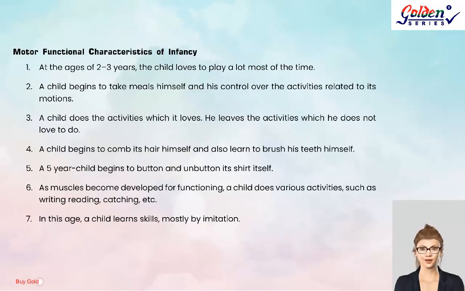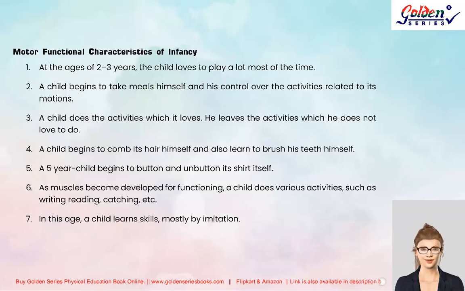Motor functional characteristics of infancy. 1. At the ages of 2 to 3 years, the child loves to play a lot most of the time. 2. A child begins to take meals himself and has control over the activities related to its motions. 3. A child does the activities which it loves. He leaves the activities which he does not love to do.